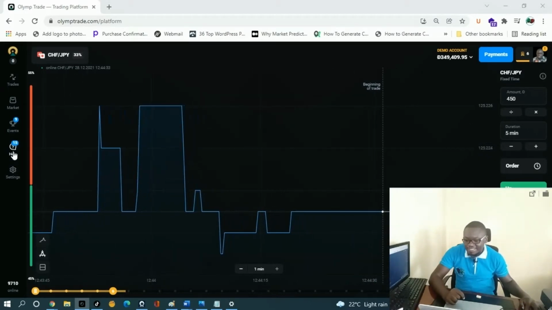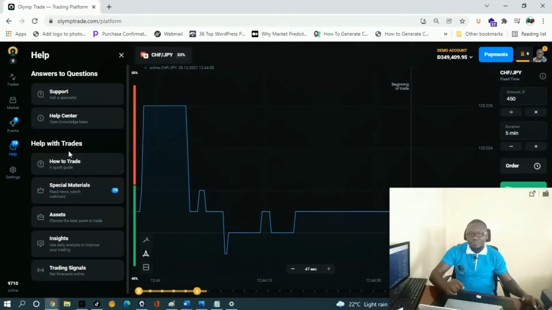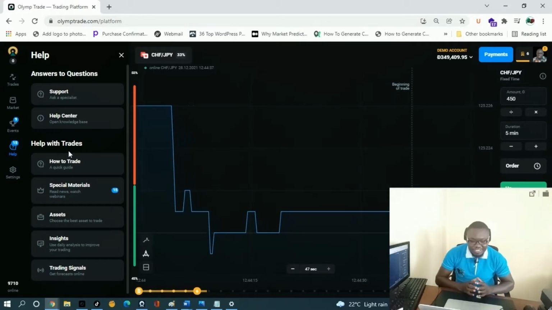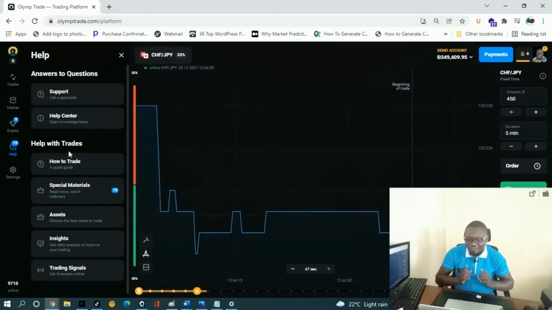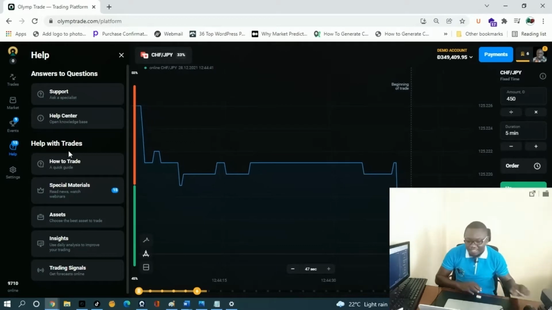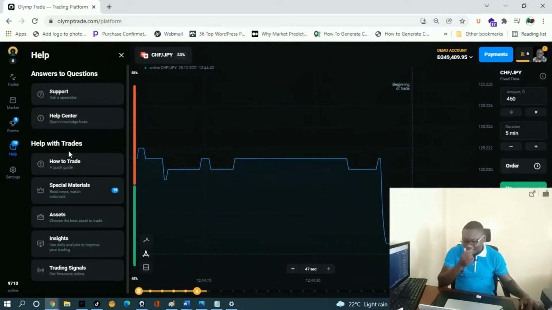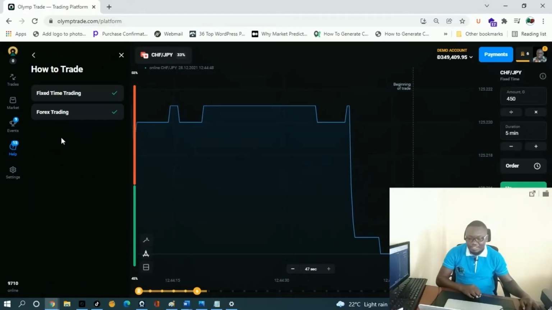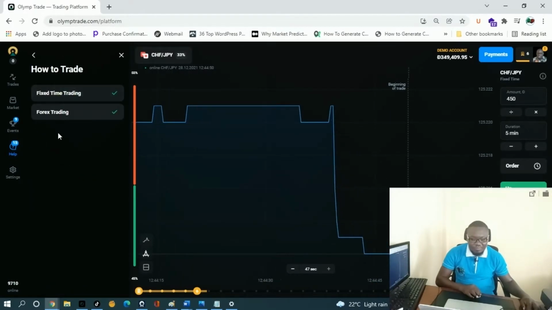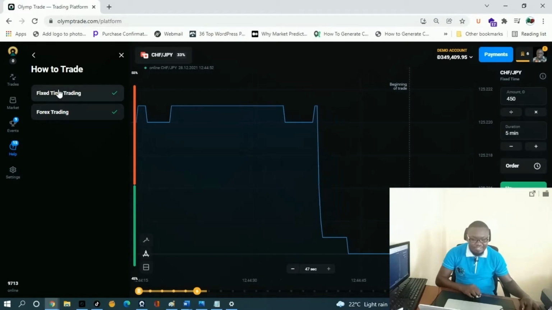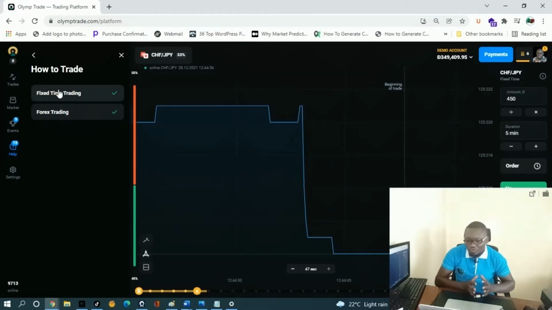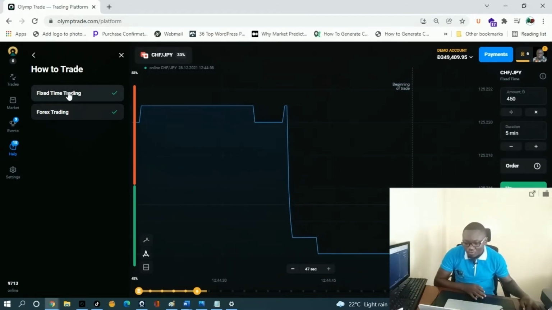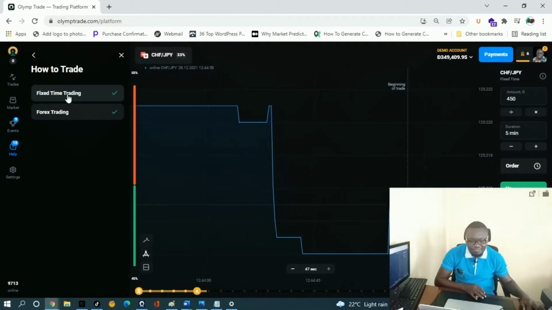Don't worry, just click on the help button. It doesn't matter whether you're trading on the laptop or on the smartphone, you will find the help button available on the platform. So click on the help button, then click on how to trade. So on how to trade, you'll see two different platforms. We have the Forex platform and the fixed time trading platform. So for today's video, we will go through how to trade on the fixed time trading platform.